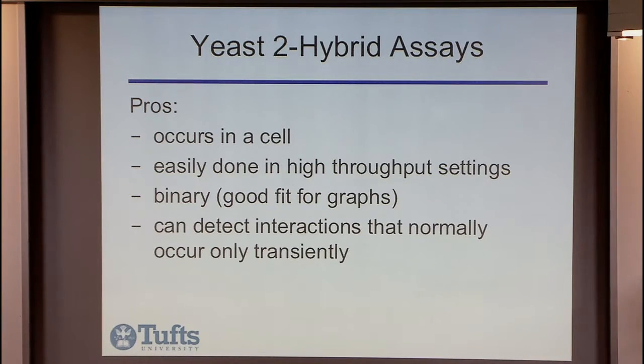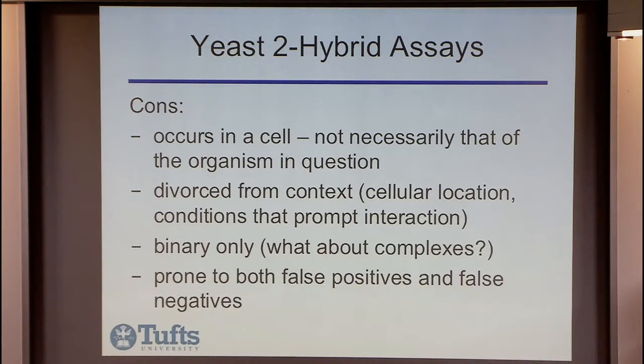And it's very scalable, but it does have a number of drawbacks, right? So we do this in a very controlled cellular environment. It's not necessarily in cells from the organism you care about. In fact, it's a yeast cell, regardless of what you're looking at. And so it doesn't have the contextual signals that say this interaction should occur, right? If it's an interaction that signals response to adrenaline, we're not in a condition where we're responding to adrenaline. And so some of the other things that may be going on in your cellular context are missing.